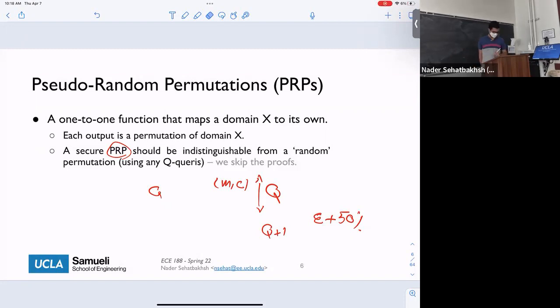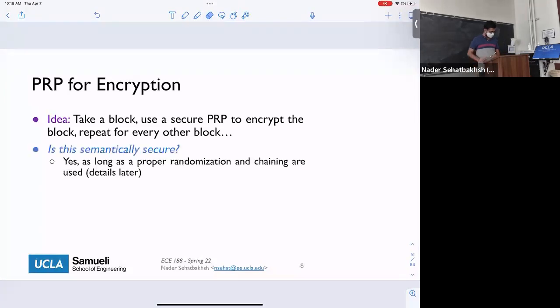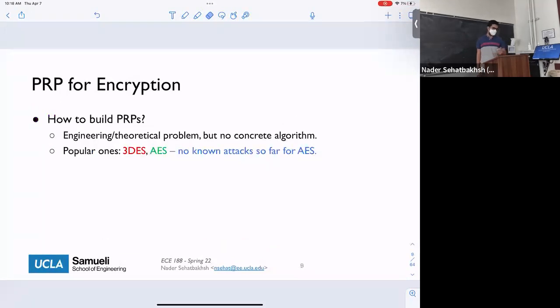Okay. And then, as I said, when we have this PRP that is secure, all we need to do is just take a block, encrypt it, go to the next block, encrypt it, go to the next block, encrypt it, and so on and so forth. And as long as this looks like a random sequence, we can prove that this achieves the same amount of security as a stream cipher. So basically, this is a semantically secure system.